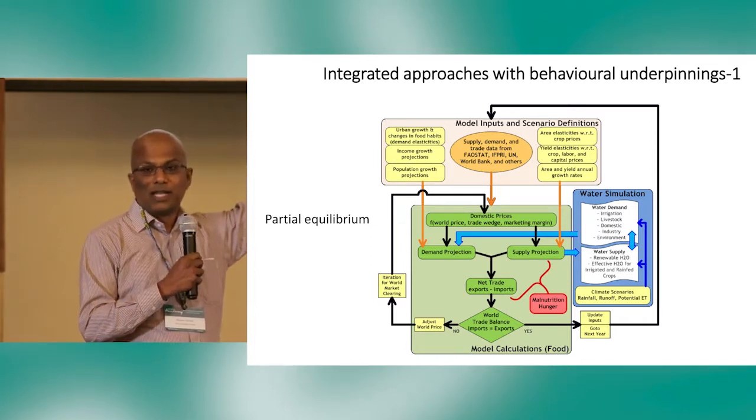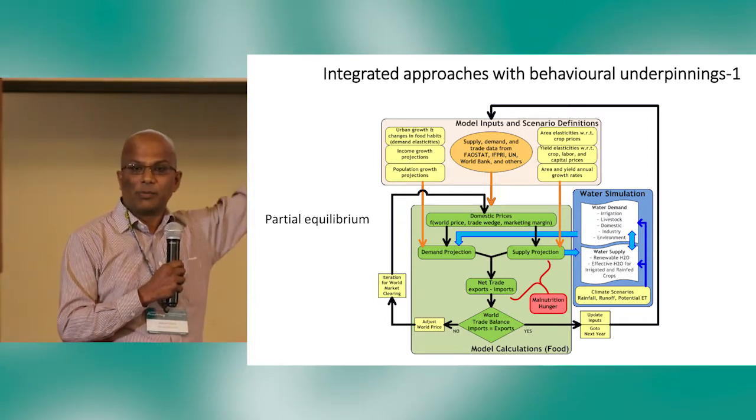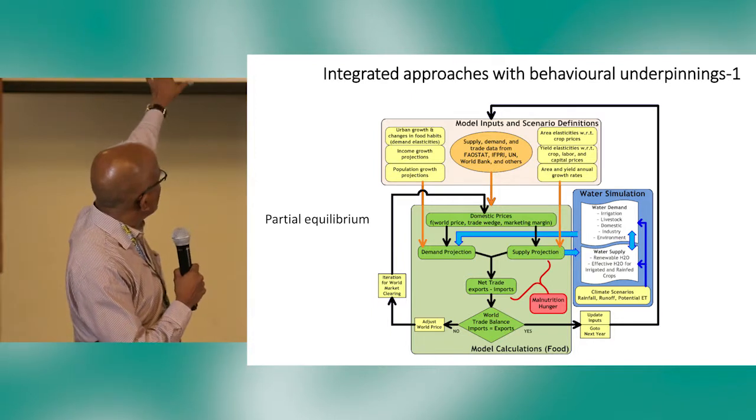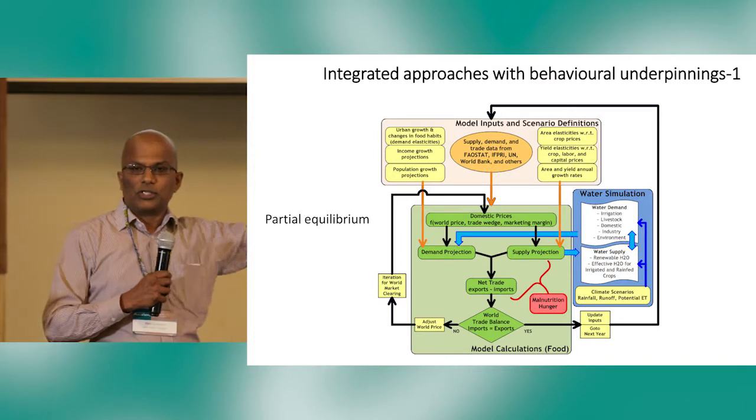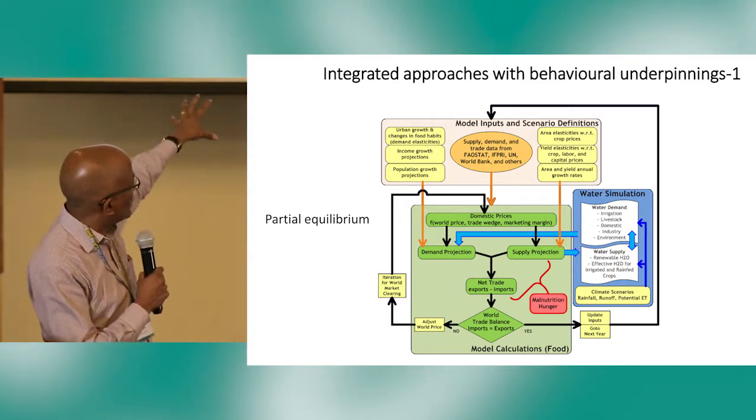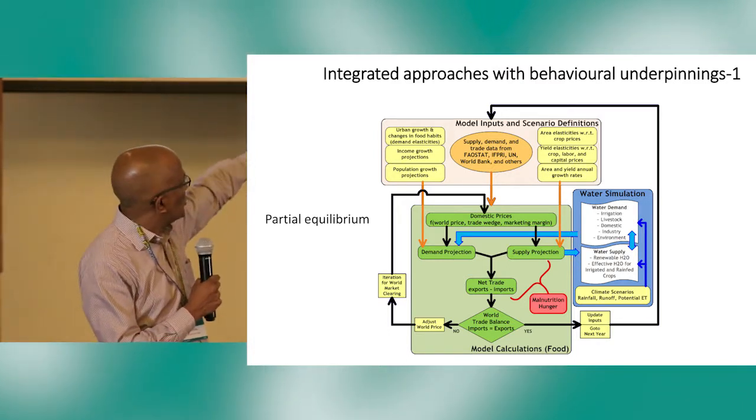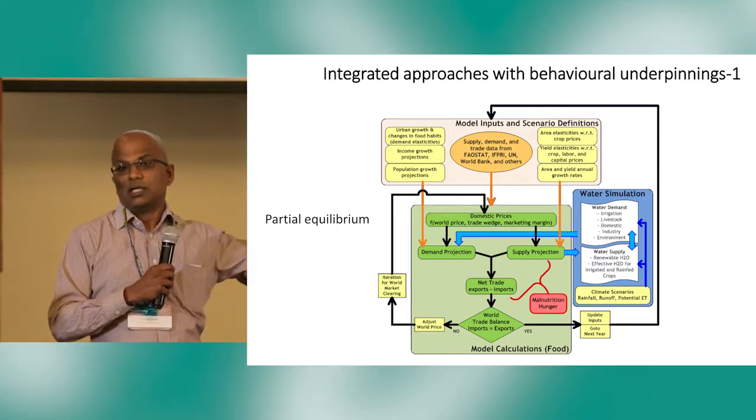There is crop-related information or livestock-related information, technical parameters coming in from the top. There are also scenarios relating to income growth in the future, urbanization, population growth, and so on, which is feeding into this. And when your production changes, there's a simulator relating to water that you can compute.